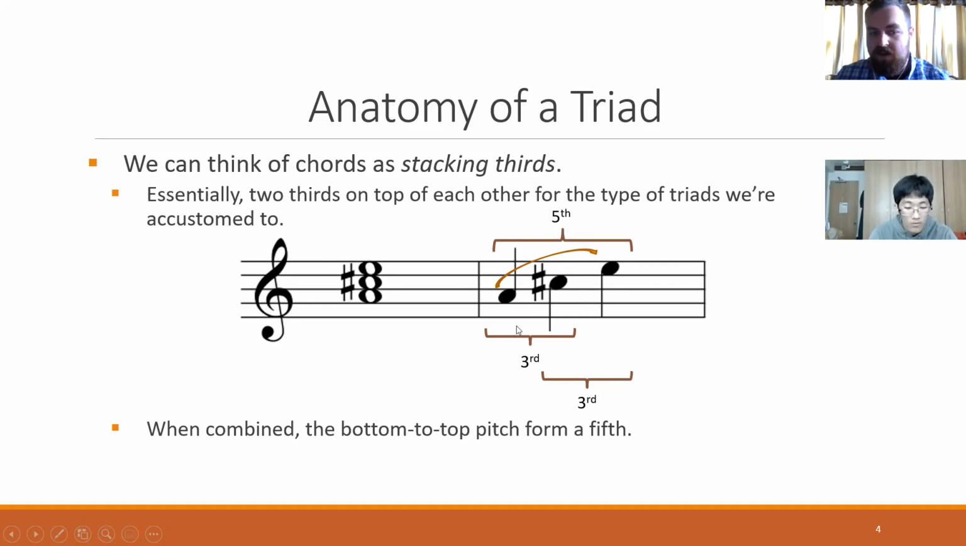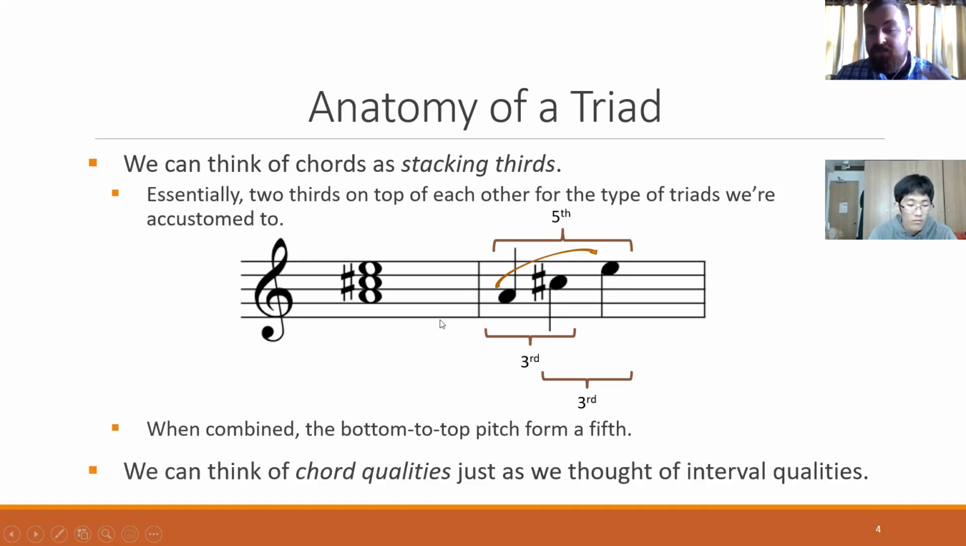That's also important to know. You have a third between the bottom and the middle, and a third between the middle and the top, and a fifth between the bottom and the top. That's just because of how we count things, starting from 1. So we've got 1, 2, 3, that's a third. 1, 2, 3, that's a third. 1, 2, 3, 4, 5, that is a fifth overall, because the middle note is counted twice in that situation.